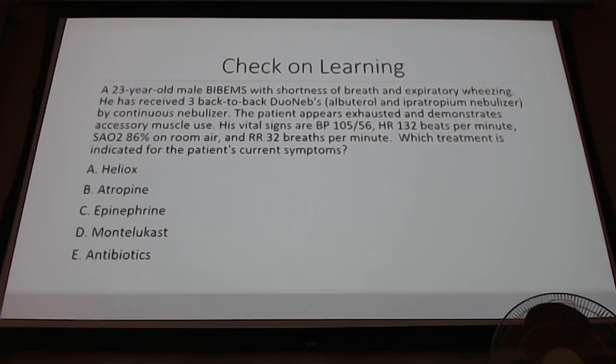All right, we got one more. So, 23-year-old male brought in by EMS with shortness of breath and expiratory wheezing. He has received 3 back-to-back DuoNebs by continuous nebulizer. The patient appears exhausted, demonstrates accessory muscle use. Vital signs 105/56, heart rate 132, SpO2 86%, respirations 32. Which treatment is indicated for the patient at this time? So of those options, what are we thinking?